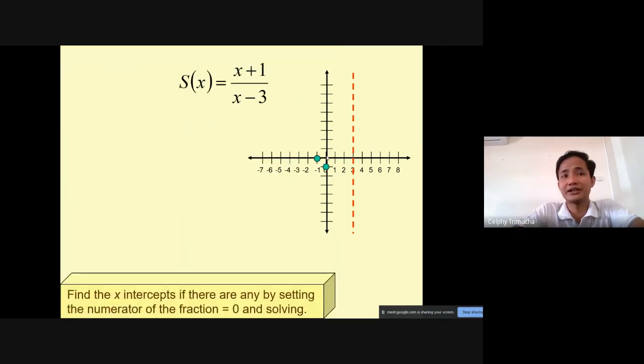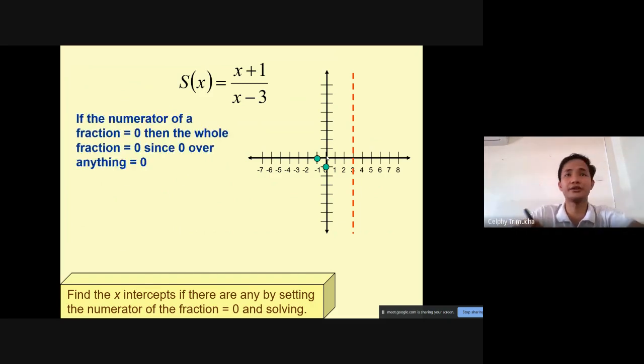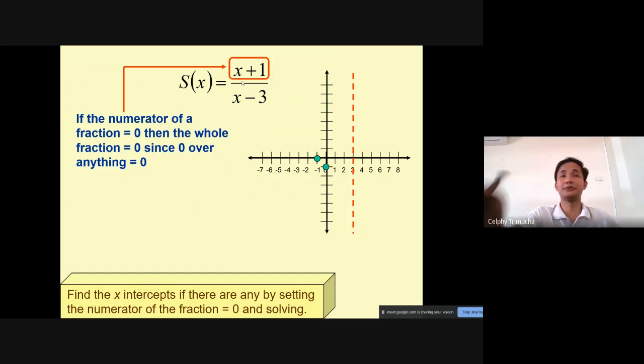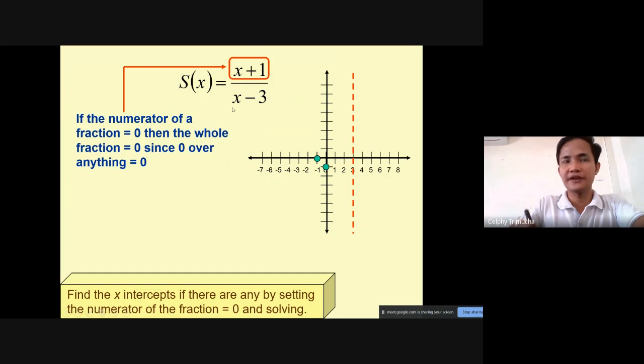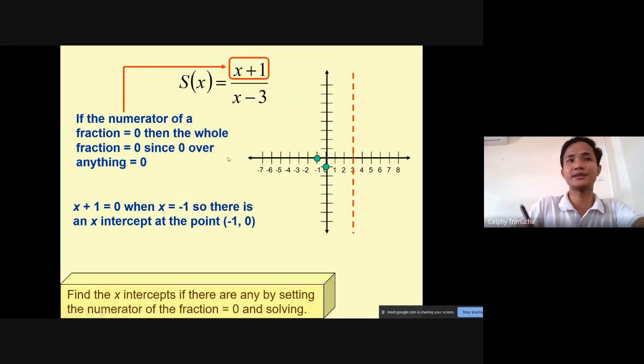Next, we will find the x-intercept if there are any, by setting our numerator equal to 0. So we only look at the numerator and equate it to 0. The function becomes 0 when the numerator is equal to 0. So we equate x plus 1 equals 0, which means x is equal to negative 1. So our x-intercept will be negative 1, 0.